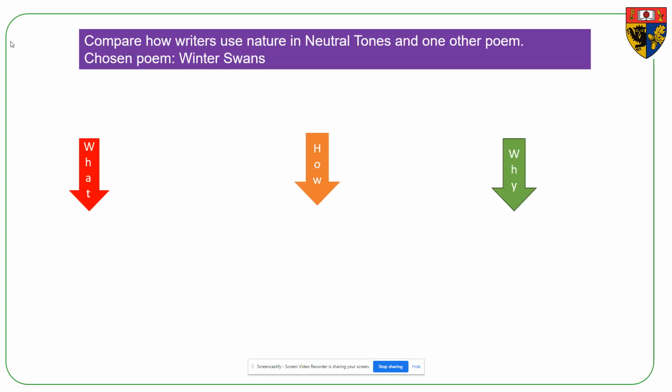So thinking about these two poems then, Neutral Tones and Winter Swans. Once again, with our argument, you're thinking about three key things, and this is the same as Romeo and Juliet, the same as A Christmas Carol: a what, how, why approach. So with this then, we are thinking, what are the poems about? How do they link with the question? So what nature do they have in these poems? What are they using the nature to show in the poems?